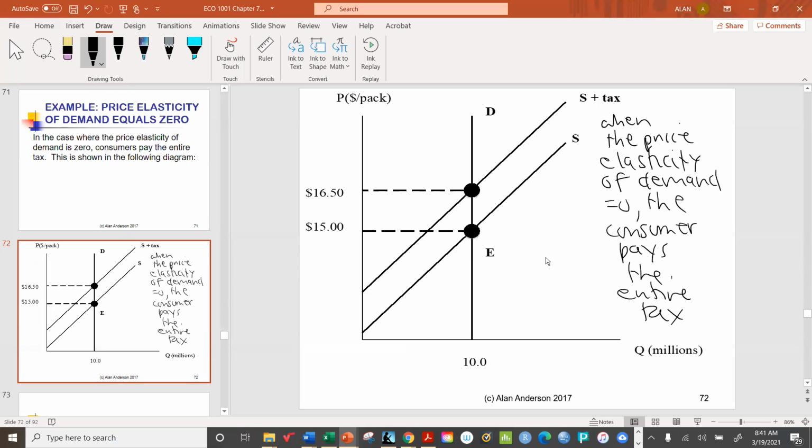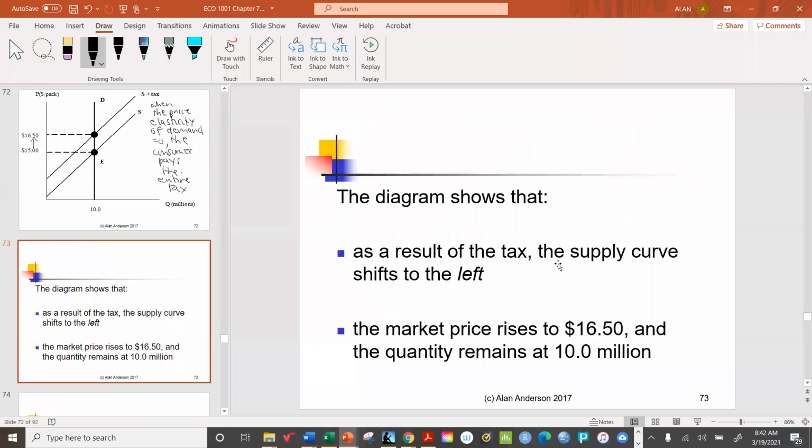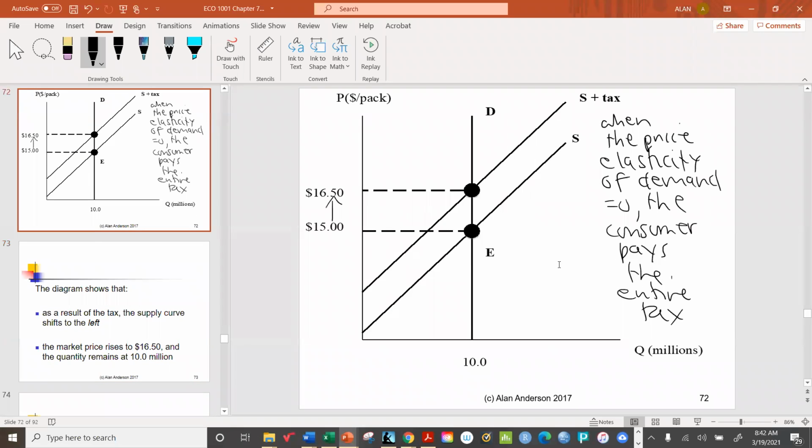All right, you can see because the entire price is reflected, the $1.50 tax is reflected in a higher market price. Now, even though the seller has to collect $1.50 of this and pay it to the government, they're still collecting $15 a pack on average, net of the tax. So the seller hasn't actually been affected by this. It's the consumer who gets stuck paying the whole thing. So the other extreme case was the flat demand curve, where the price elasticity of demand is infinity. And you can probably guess that the opposite will occur. Let's take a look at that.